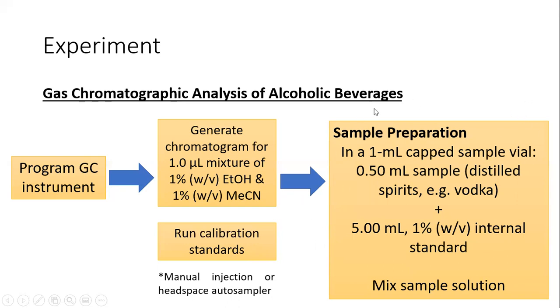So for the sample preparation, in a 1 ml cap sample vial, you need to mix 0.50 ml of the sample. This is a distilled spirit, for example vodka, which contains high concentrations of ethanol. And then you add a large amount of your internal standard. Why is it important to have a large amount of internal standard together with your sample? Okay, you need to explain that in your ETQ.